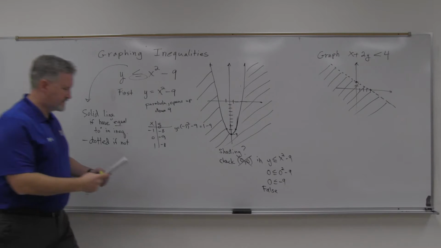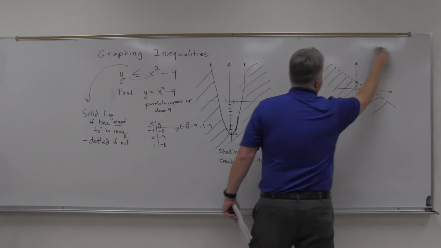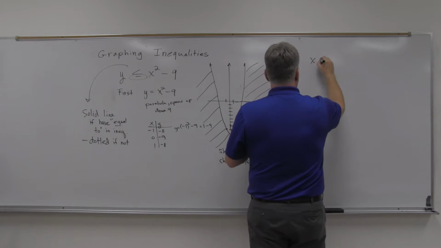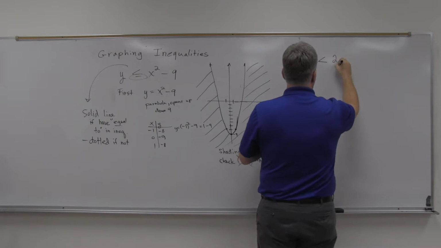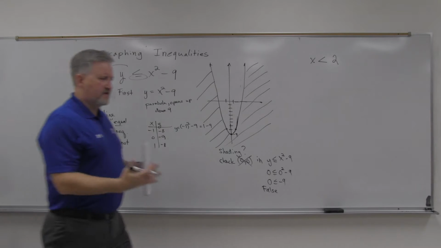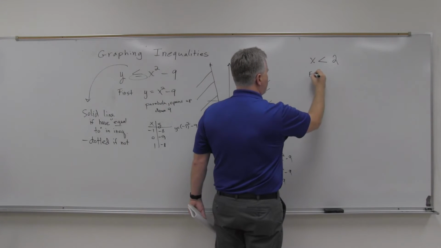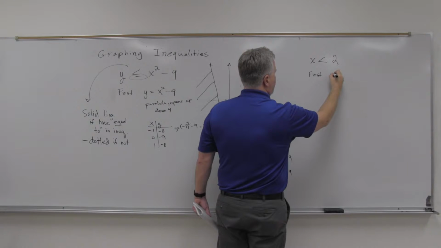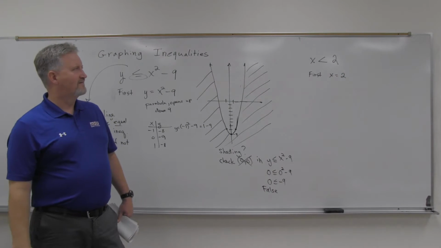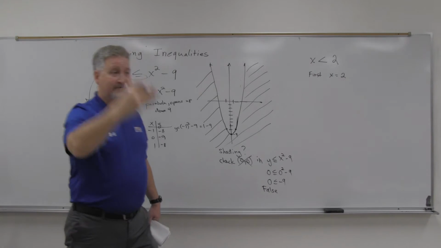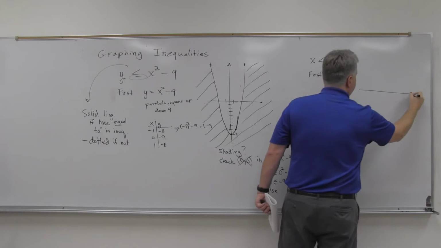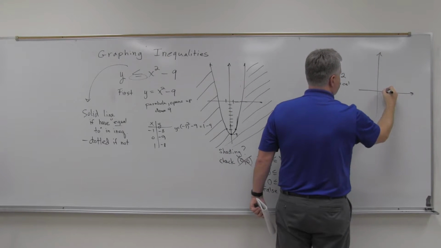All right, just a couple others here. We have x is less than 2. Well, the line part of this, we can first of all think about x equals 2. What do we got there? X is 2. It's a vertical line, right? Yeah, so you got a vertical line at x is 2.